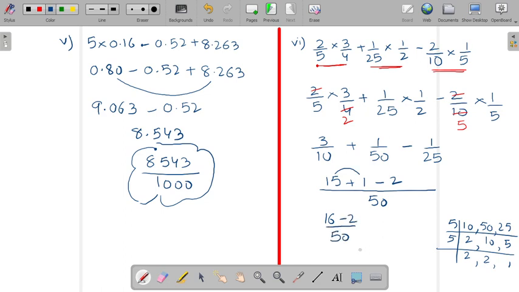Next step, what it should be? 14 upon 50. So should we end the question here itself? No, because this can be cancelled out further. So it goes with the 2, 7 and 25. So 7 by 25 would be the answer. I hope all these parts of question number 6 is clear to all of you.